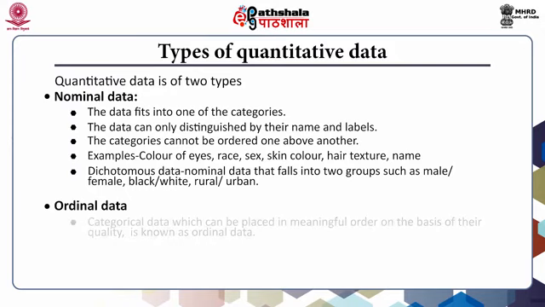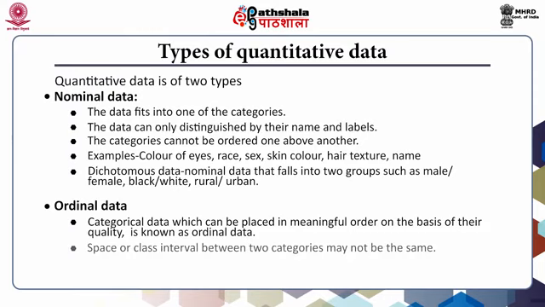Ordinal data is categorical data which can be placed in meaningful order on the basis of their quality. Space or class interval between two categories may not be the same. Example, mild, moderate and severe pain, ranking in class, etc.